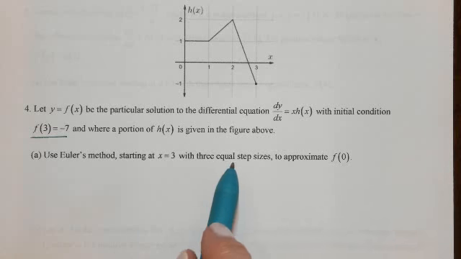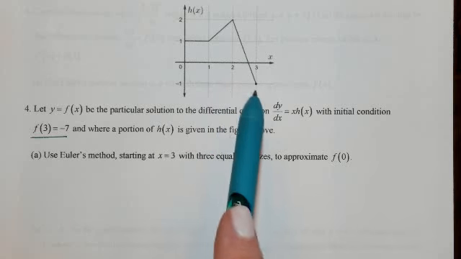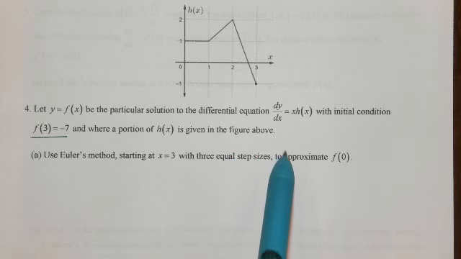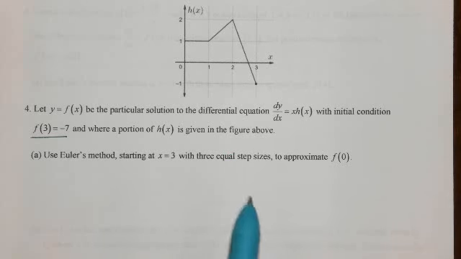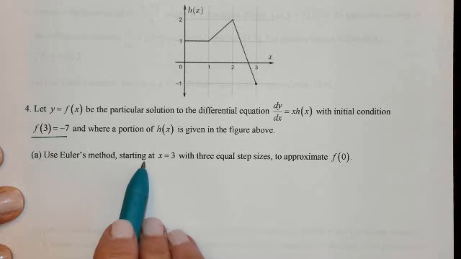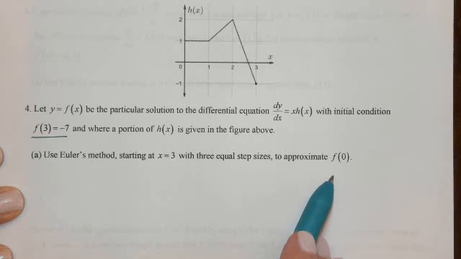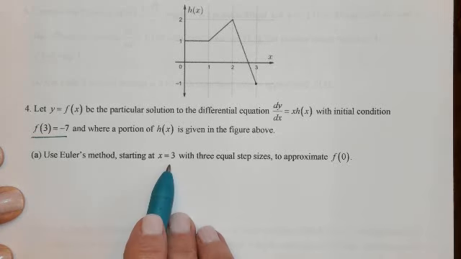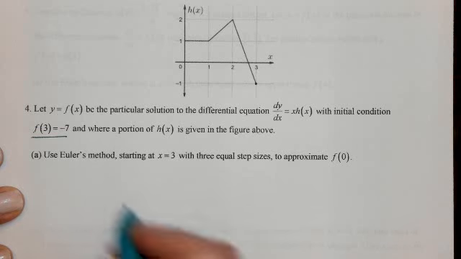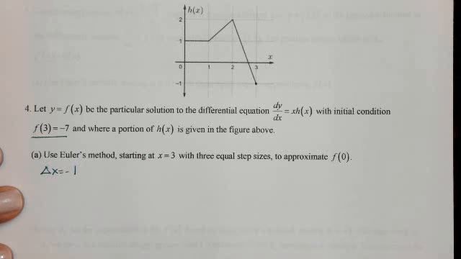So I see that h of x, they didn't tell us that this was piecewise linear, but I'm going to assume that it's piecewise linear. In a real AP question, they would definitely tell you that, but we're going to make that assumption here. First of all, in part A, use Euler's method starting at x equals 3 with 3 equal steps to approximate f of 0. Okay, if we're starting at x of 3 and going to 0 with 3 steps of equal sizes, I know delta x will be -1. We're going backwards by 1.